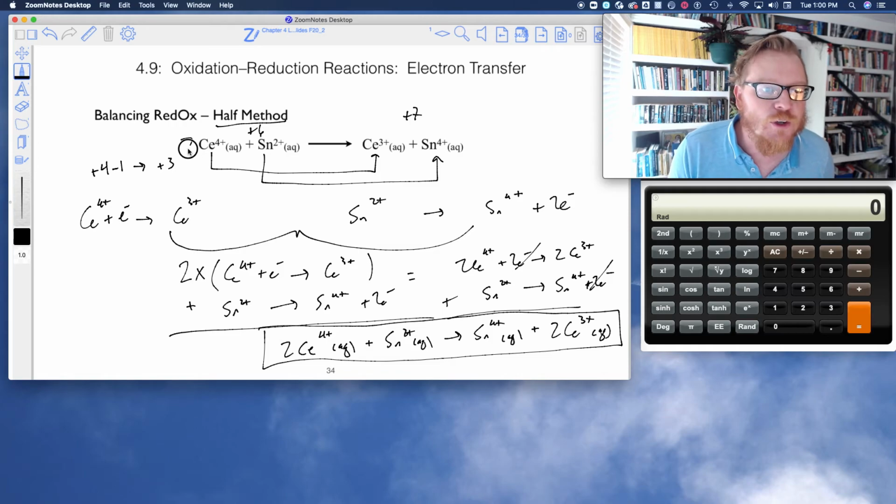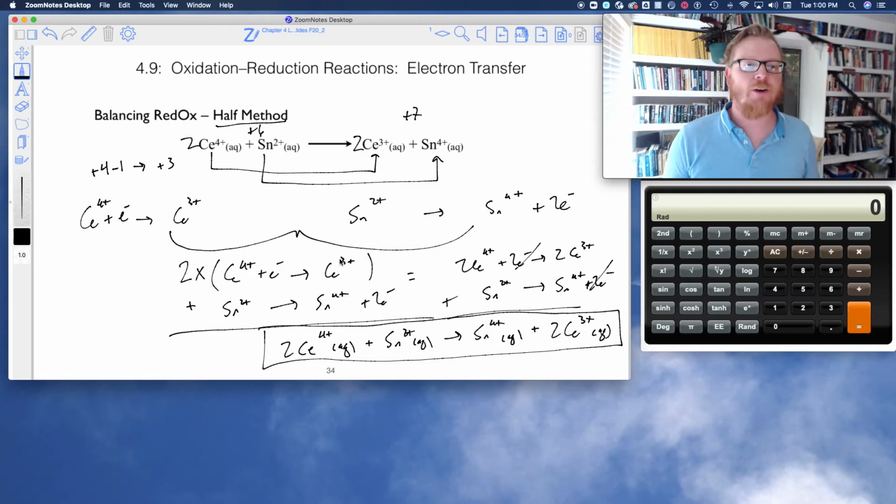So when we put a 2 here and a 2 here, now let's see what happens. So now I've got 2 times 3 is 6 plus 4 is 10. And over here I've got 2 times 4 plus 2 is also 10.